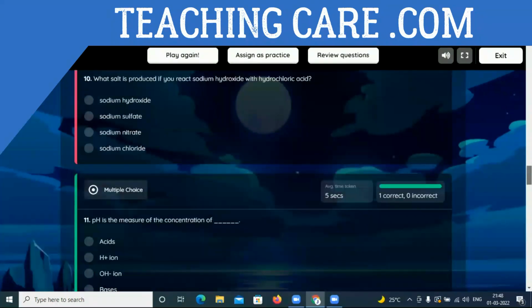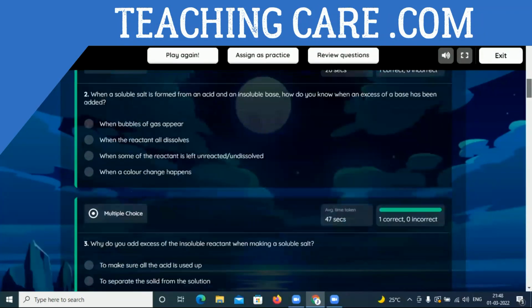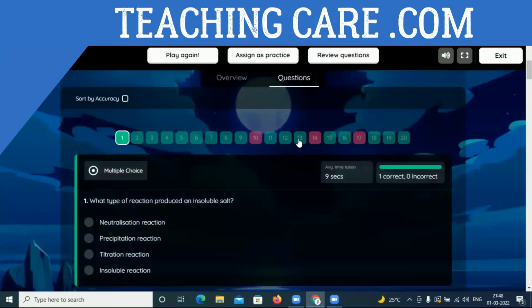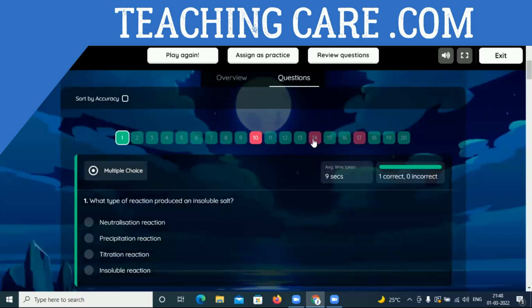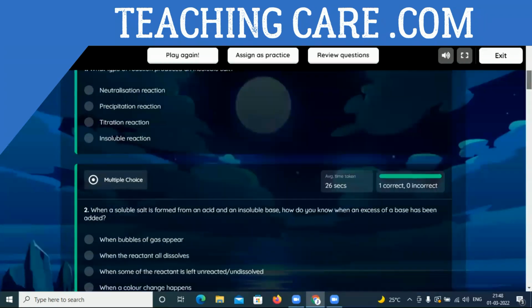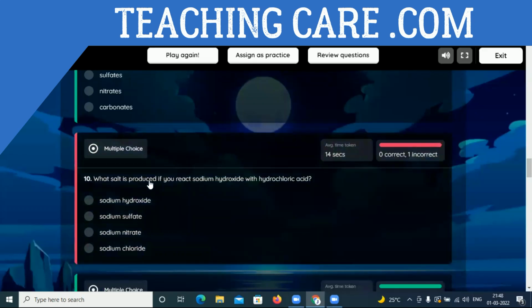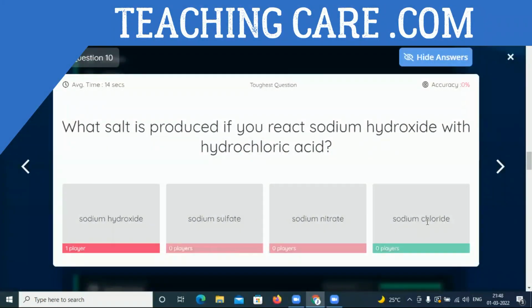That is a different thing, because what comes to you is different, as it shuffles. But on my preview board, I can see which is the wrong question. If you can see, this is red, and this is red, which means you made mistakes on these three questions. For you, it comes in a shuffled way. Got it? Got it. So the question you made a mistake on is question number 10: what salt is produced if you react sodium hydroxide with hydrochloric acid? It is sodium chloride. See. Got it? Got it.